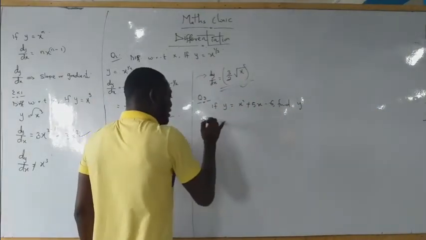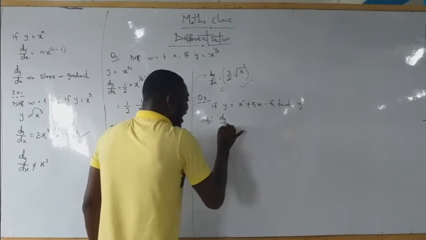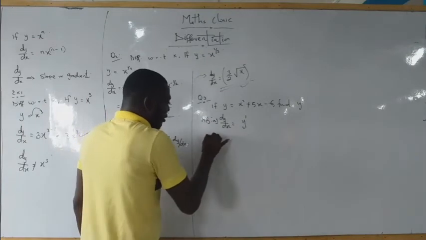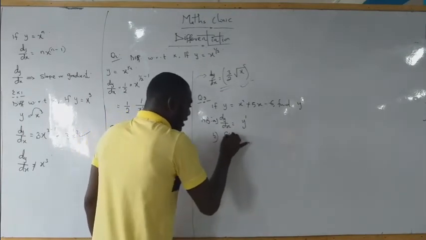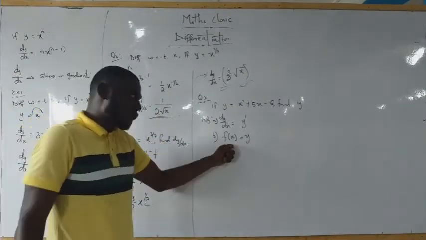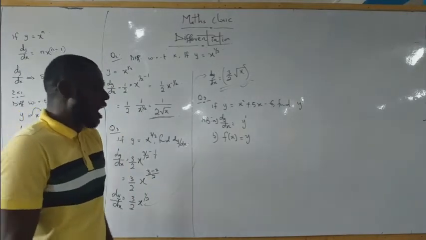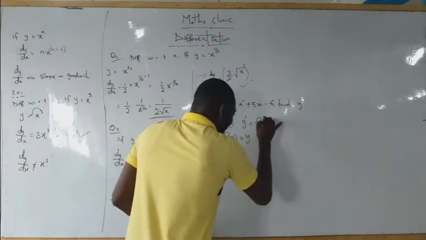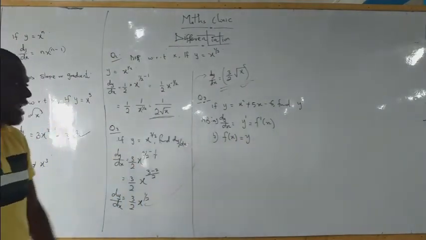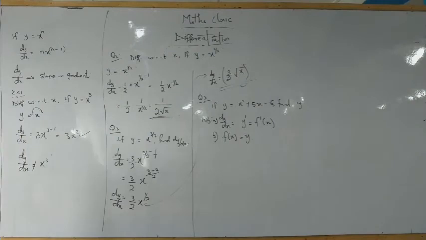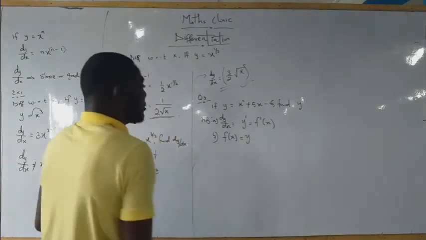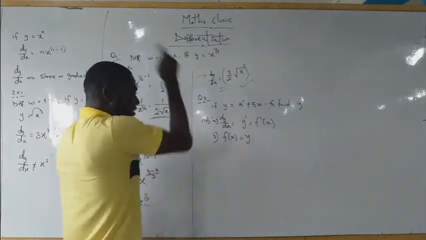Note that dy over dx equals y prime. Also note this, that f of x, the function of x, is still the same thing as y. And also take note that f prime of x is the same thing as dy dx, which is still the same thing as y prime. So we have to find y prime, still the same thing as dy dx.